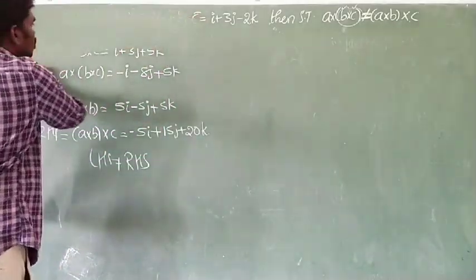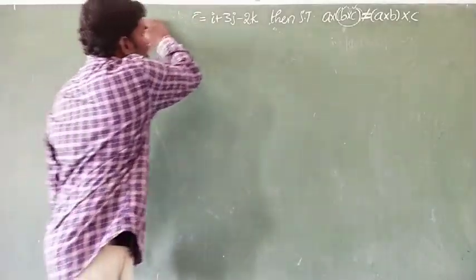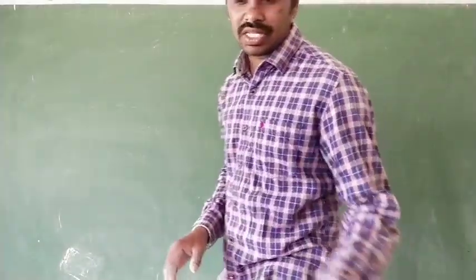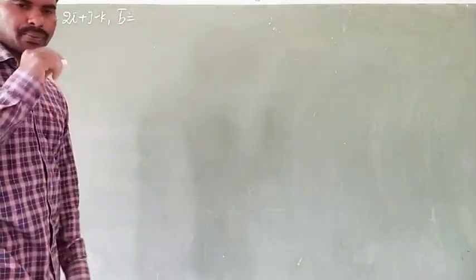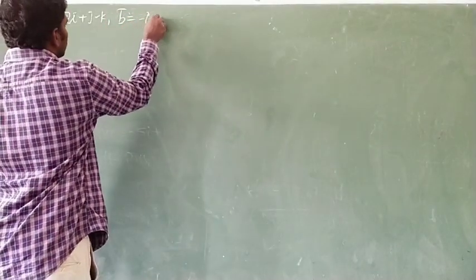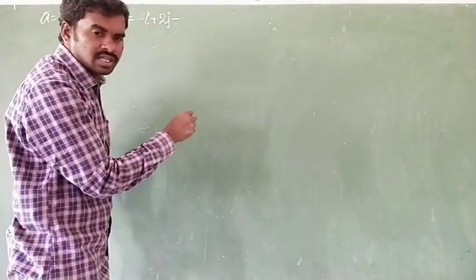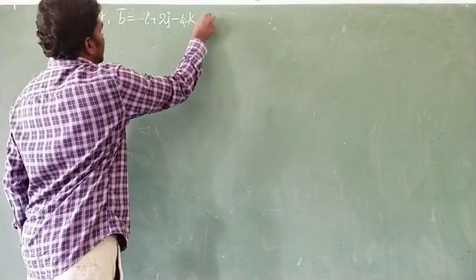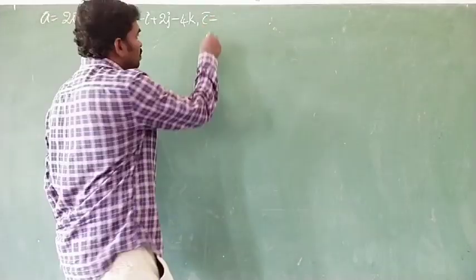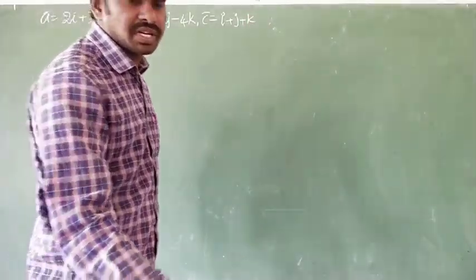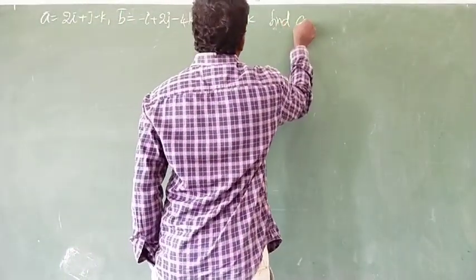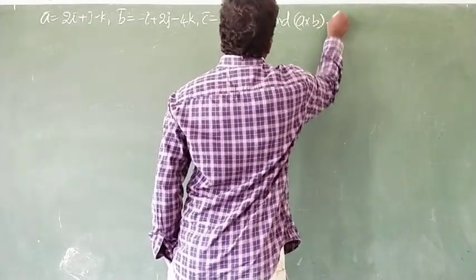So next, let us see the third question in this chapter. See, the third question is: if A bar equal to 2i plus j minus k, B bar equal to minus i plus 2j minus 4k, and C bar equal to i plus j plus k, then find A cross B dot B cross C.